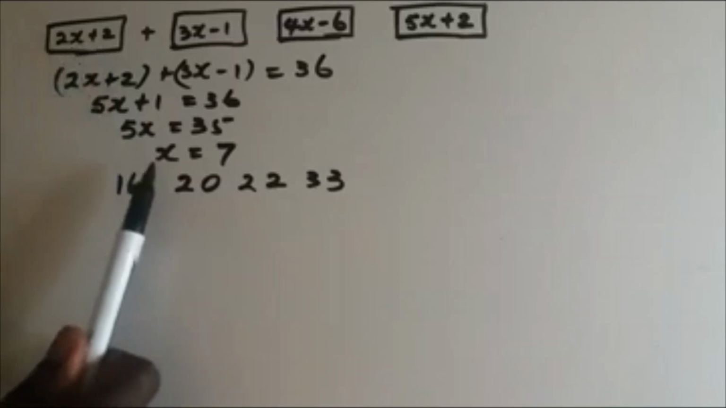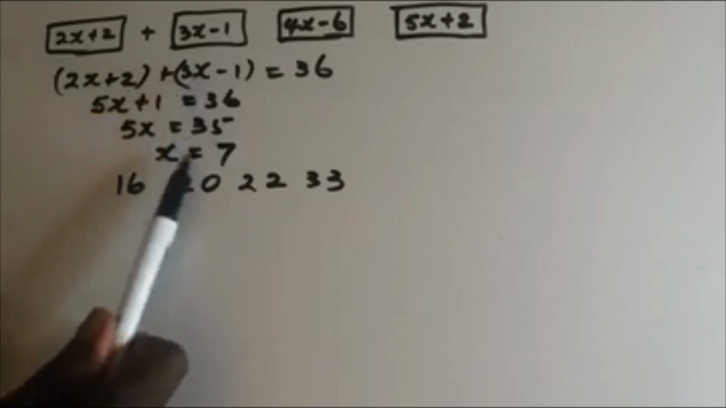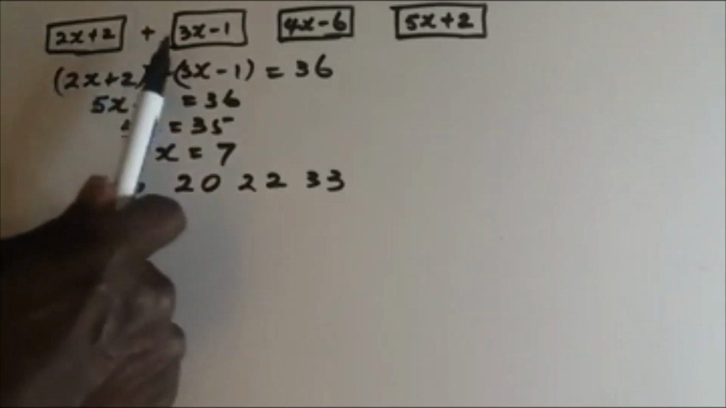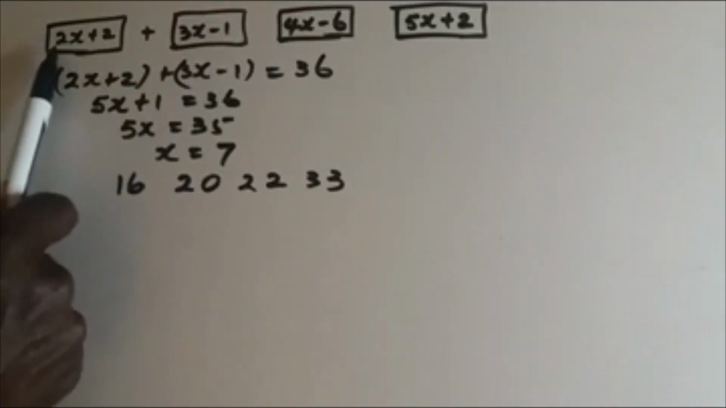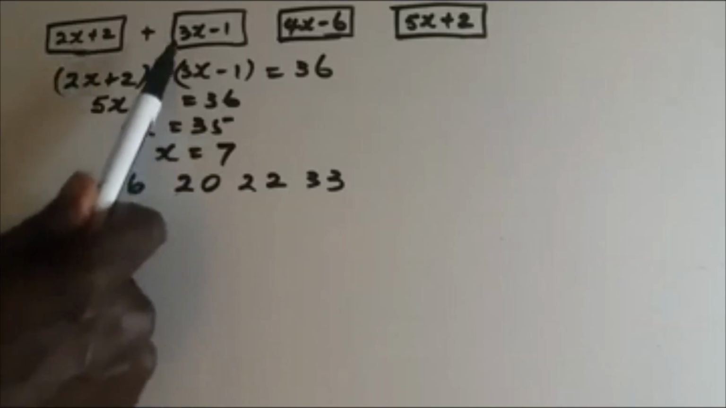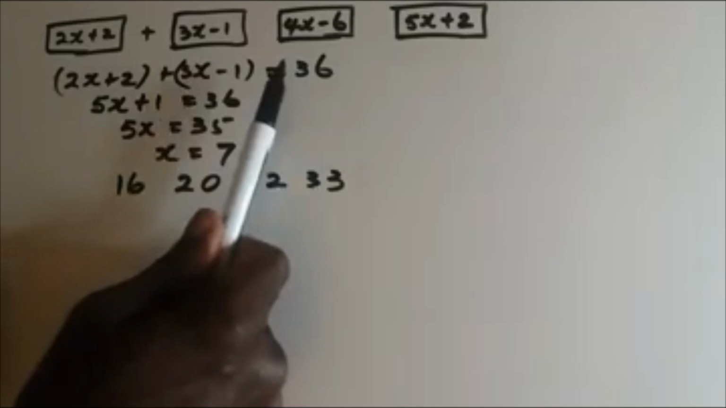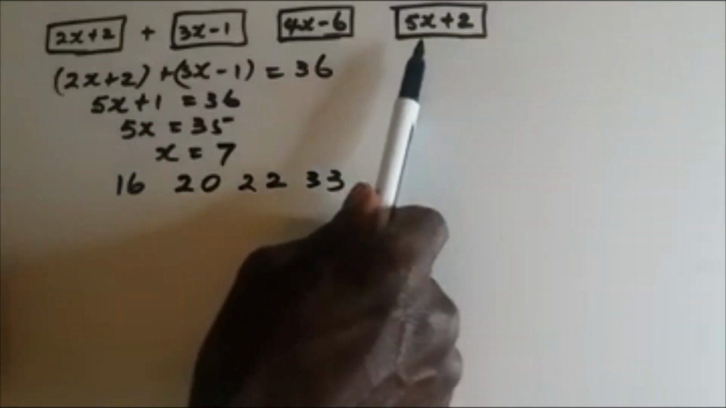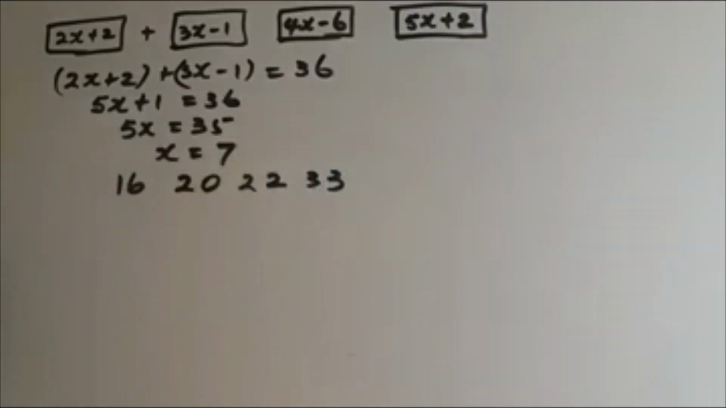So these are the 4 numbers that were represented here as expressions. We've solved this equation for x, and x is equal to 7. It's the same x occurring in each one of these. Just to check, 7 2's are 14, add 2 is 16, 7 3's are 21, take away 1 is 20, 7 4's are 28, take away 6 is 22, and 7 5's are 35, take away 2 will give us 33. So we know for sure those are the 4 numbers.